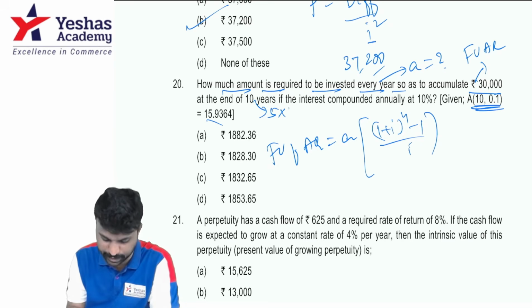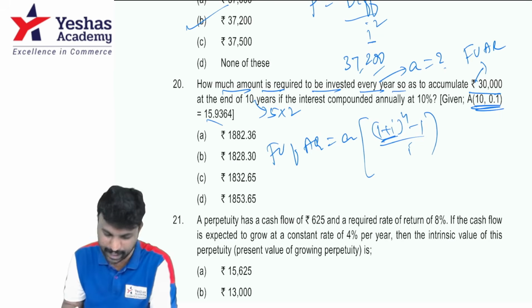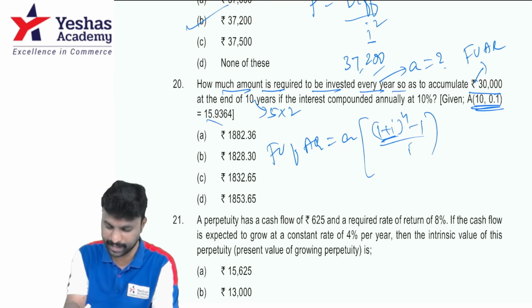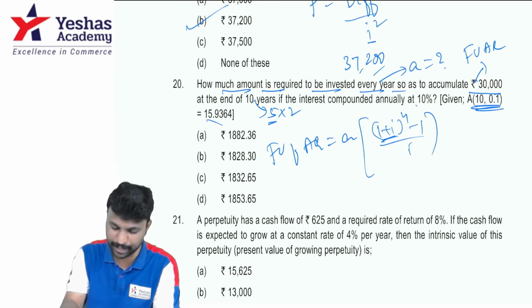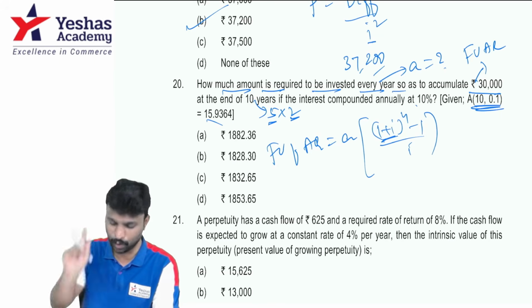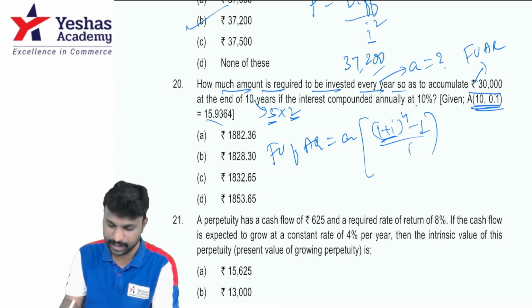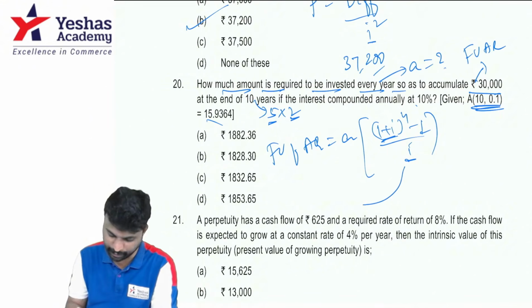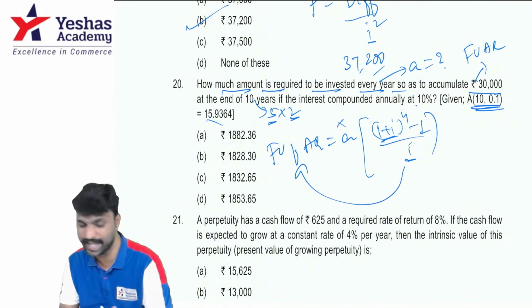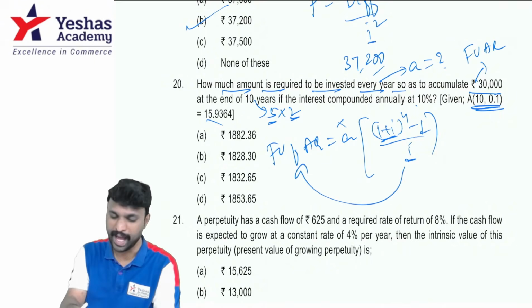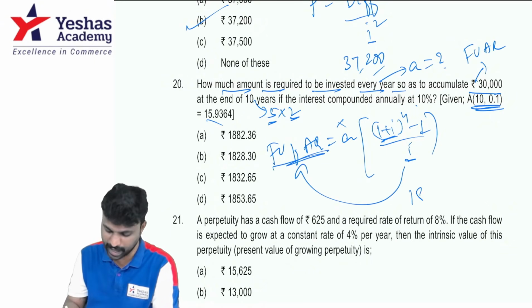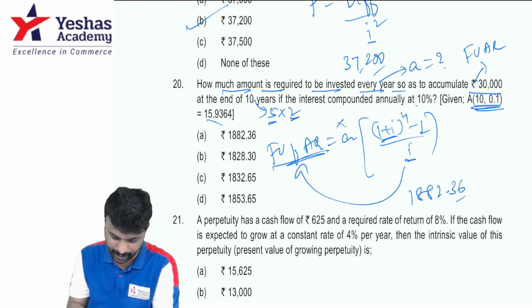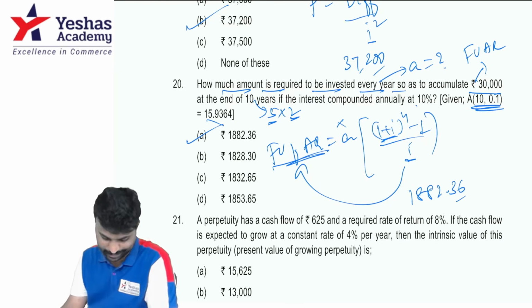How many years it is? 10 years. I can do this as 5 into 2. So 1 plus I, that means 1 plus 10%. Press into, and for power 5, 1, 2, 3, 4, 4 times equal. Press into again for power 2, equal to only once. Then do minus 1. Then divided by what? I is 10, press a percentage. Now I have to transfer it to the other side because I don't know what is A. How do I transfer? Divide equal into, what is FV of AR? 30,000. That fetches me 1882.36. That means option A is the right answer.